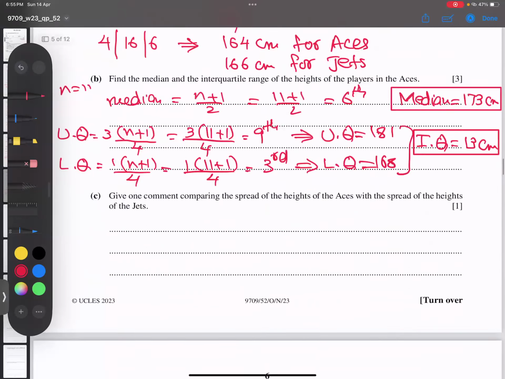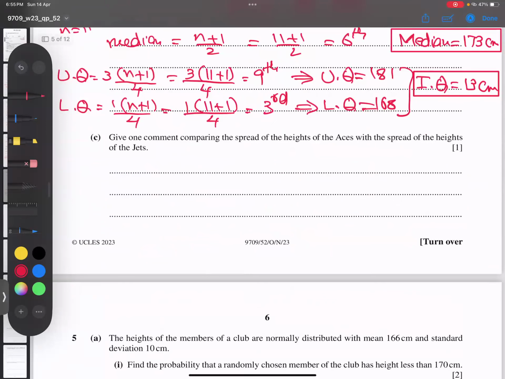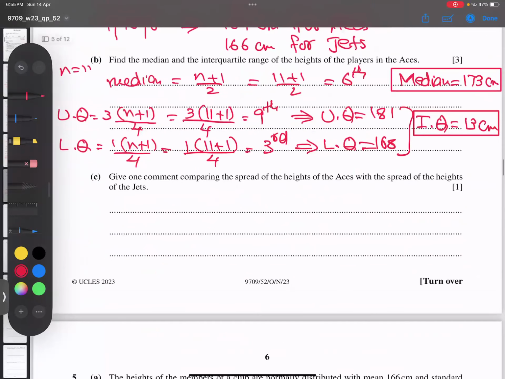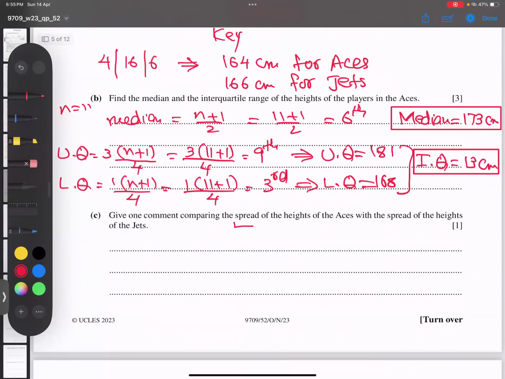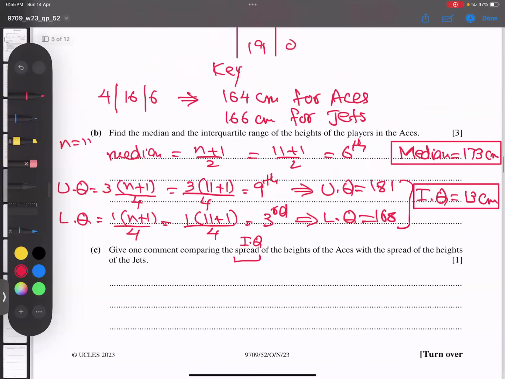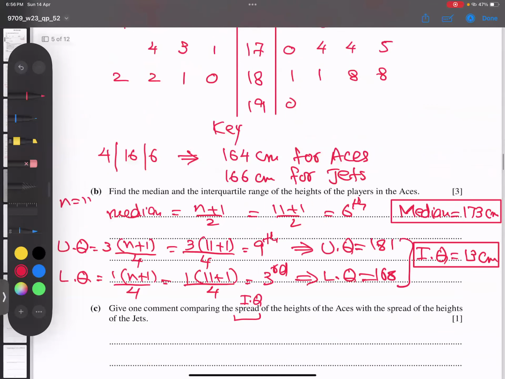Okay. Let me give you one comment about comparing the spread. When you talk about spread, you talk about the interquartile range. Make sure of that. The heights of the aces and the spread of the heights of the jets. So we have to compare both. Interquartile range, we have to compare.